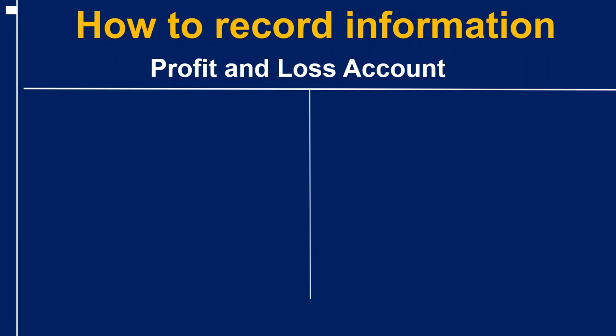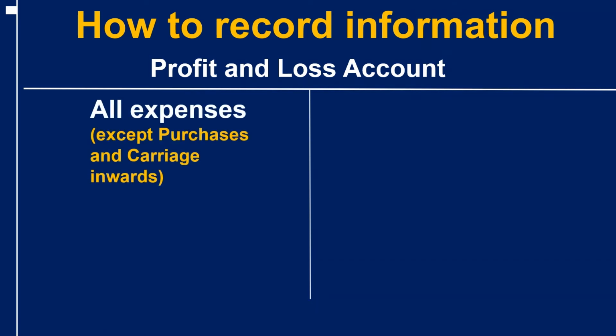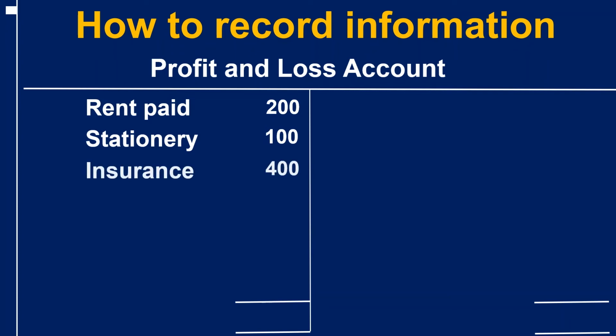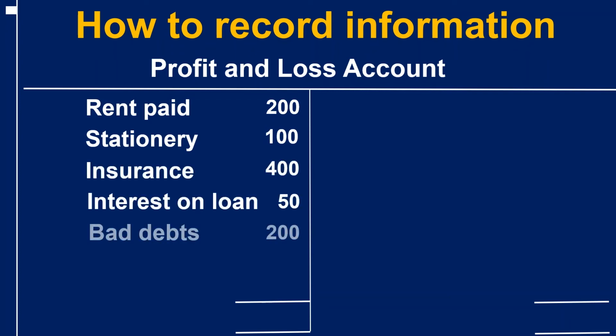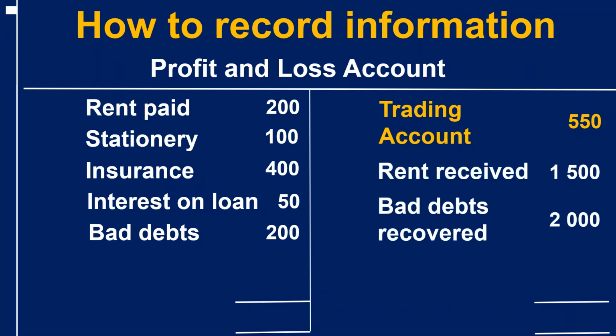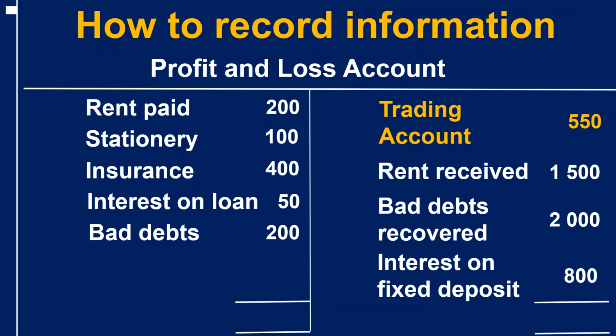On the debit side, we enter all other expenses not used in the trading account. For example, rent paid, stationery, insurance, interest on loan, bad debts, etcetera. On the credit side, we enter the gross profit, and in the details column, we write trading account and not gross profit. We also enter all other income not yet entered in the trading account. For example, rent received, bad debts recovered, interest on fixed deposit, etcetera.